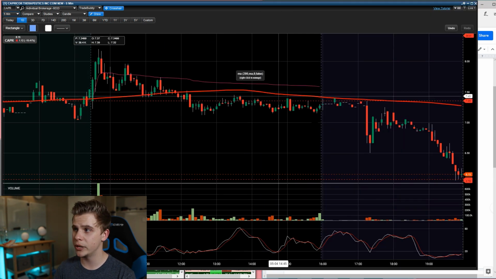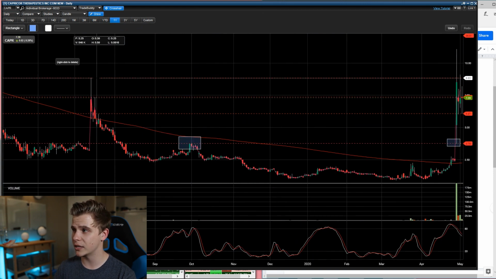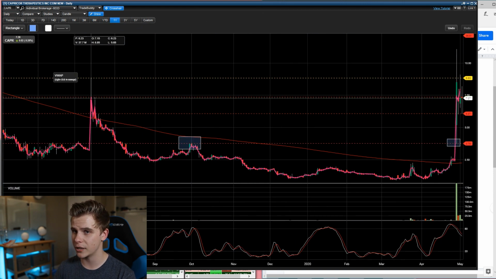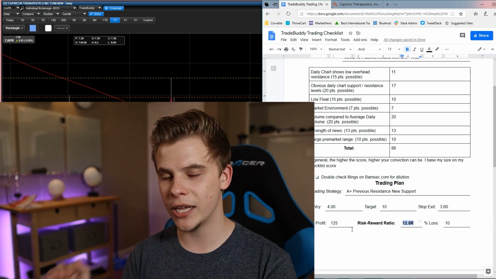My target is going to be the next resistance level, which here, the next main one we had was in the 880s and 730s, and above that if it can break out. My stop on this was 360, risking about 10%. My profit target was 125%. My loss, 10%, meaning my risk to reward ratio is 12.5, which means I could lose 12.5 times in a row, and on the next trade after that, I would make back all of my losses and go into a profit if the trade works out.